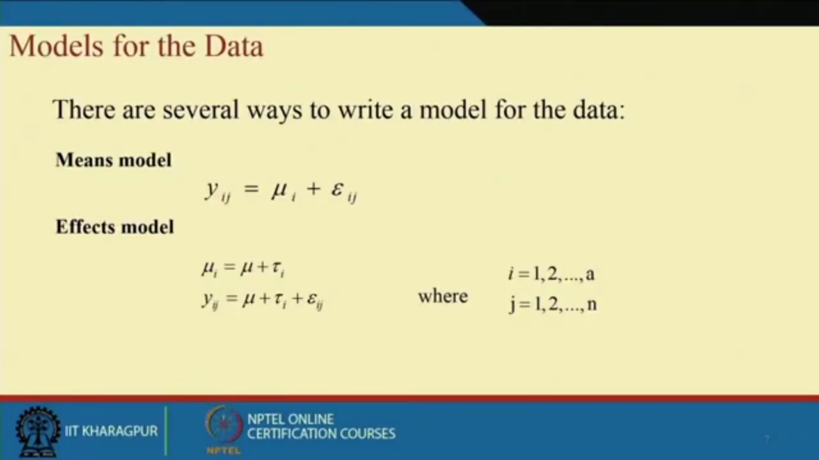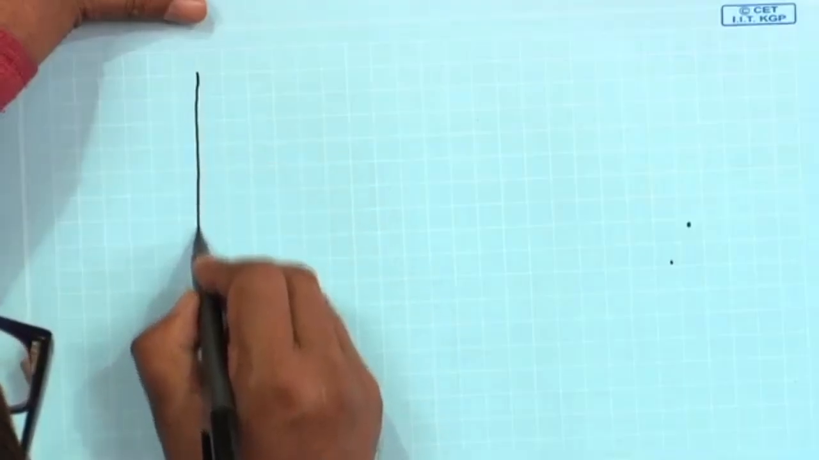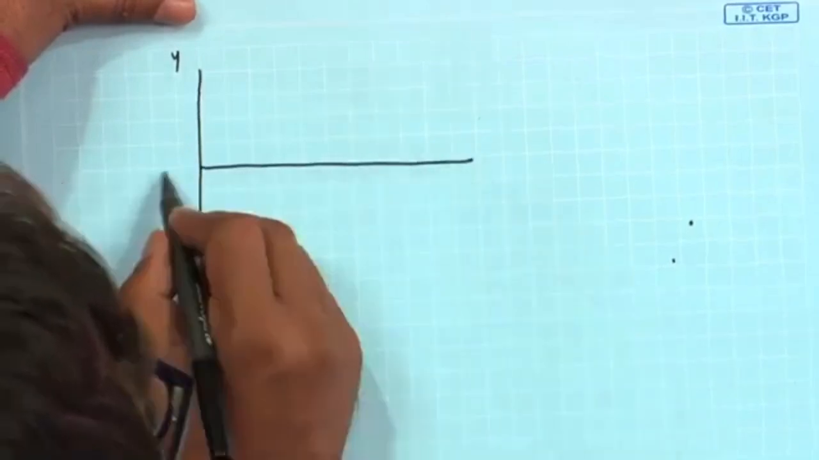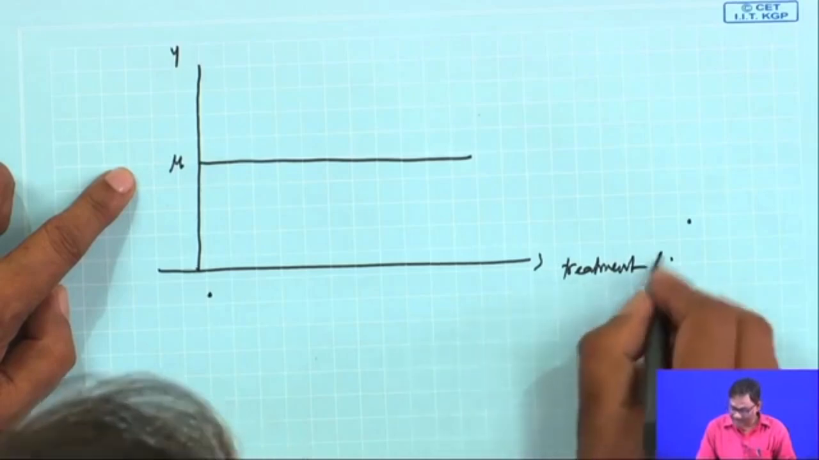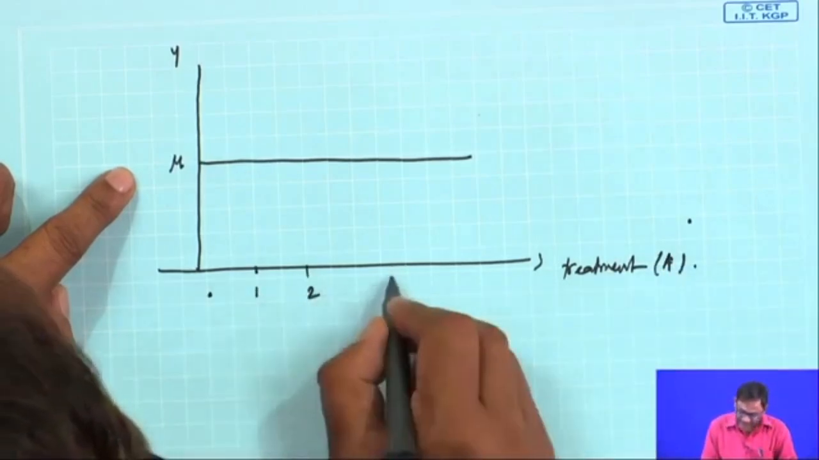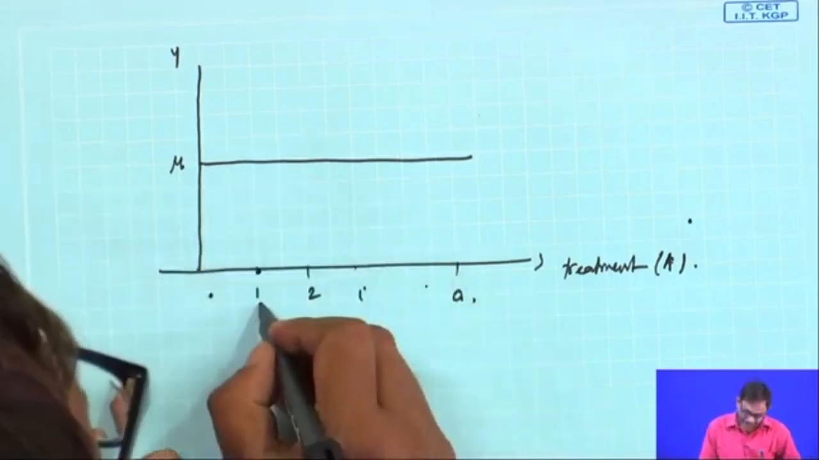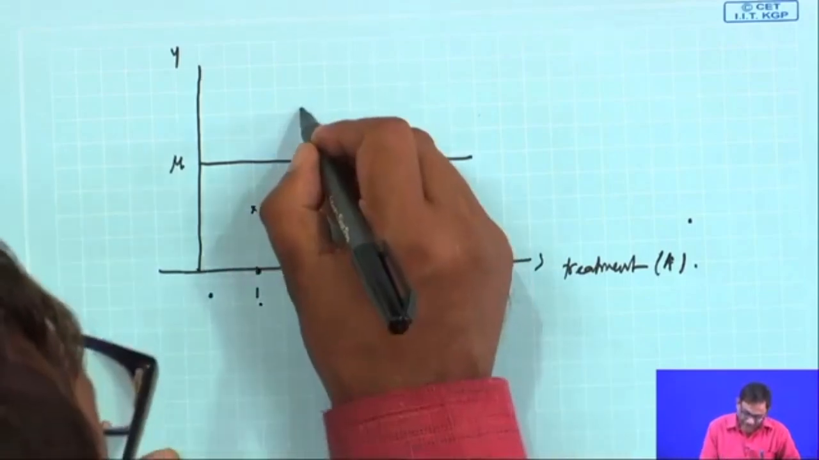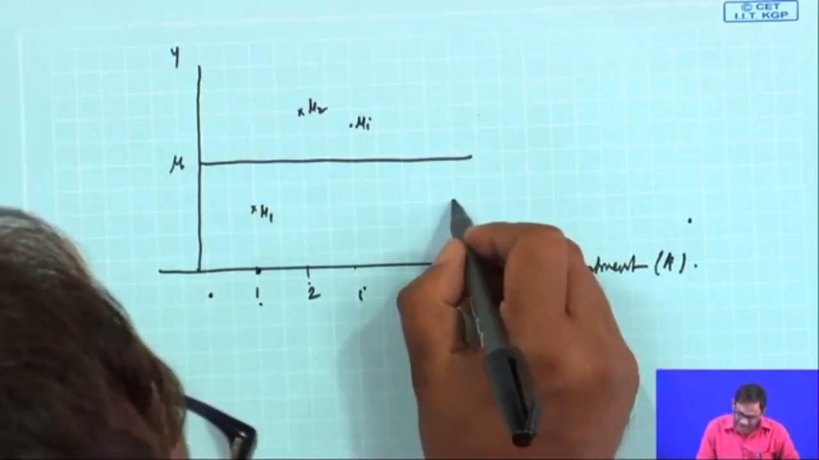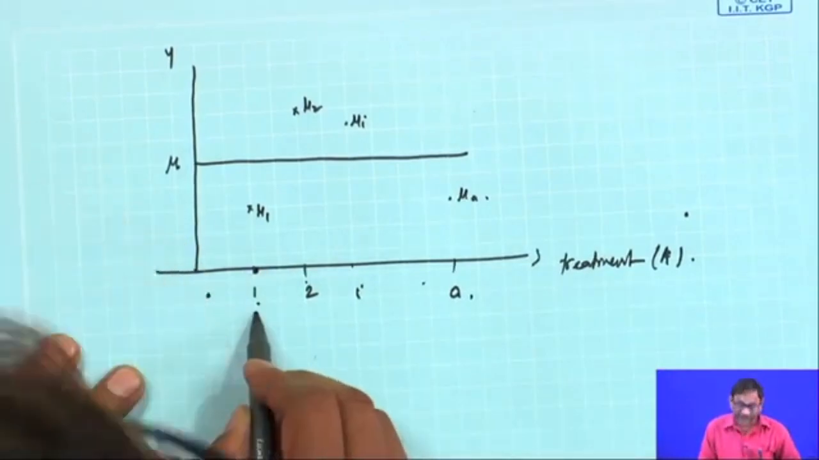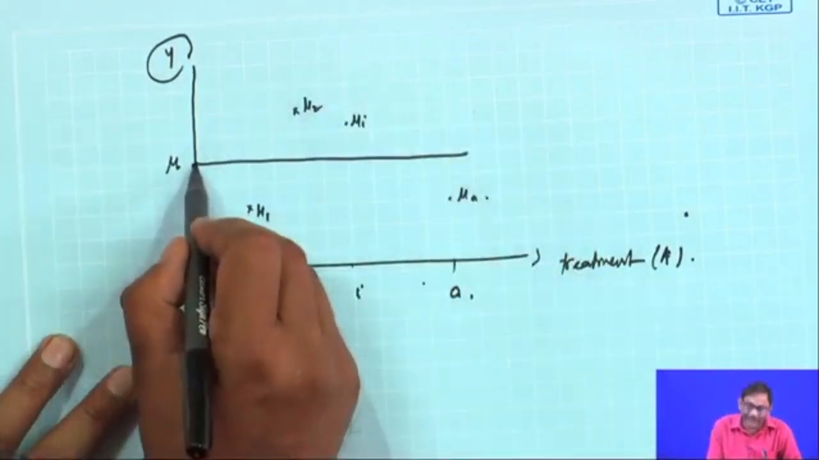So, this is our model data representation and model. Interestingly, suppose I plot the data across this side y, and suppose this is my mean. Suppose our treatment is A. At different levels, first level, second level, like here the ith level, similarly the ath level, everywhere there will be a mu. So the first level mean may be here, which is mu 1, the second level mean is mu 2, the ith level mean is mu i, and the ath level mean is mu A. These are the means of y at different levels.